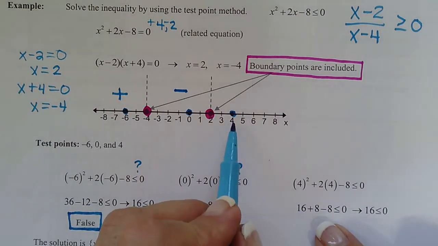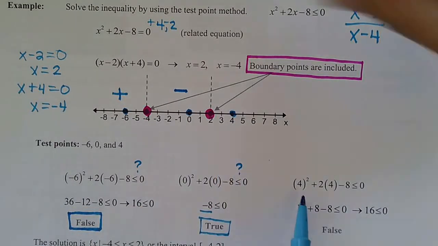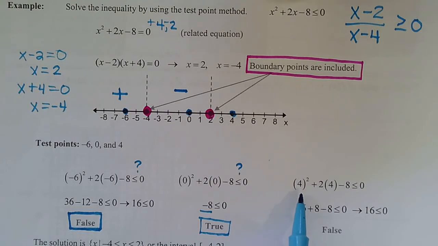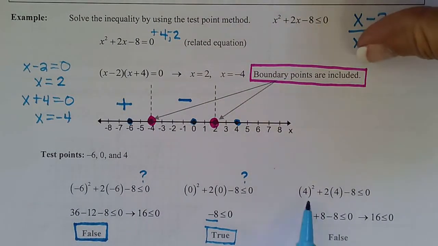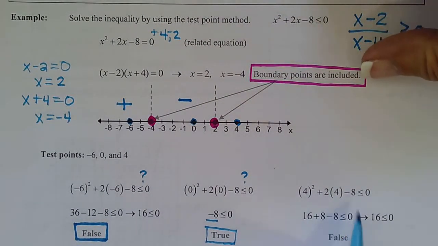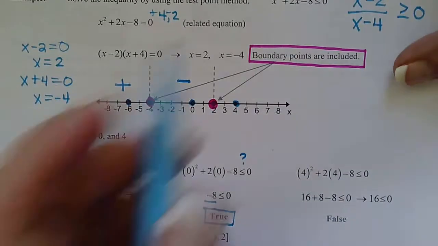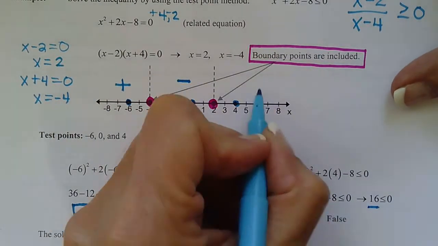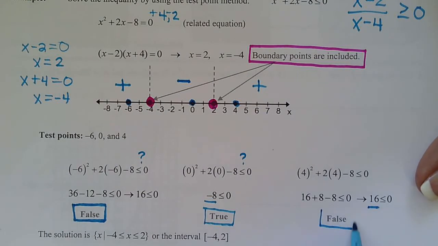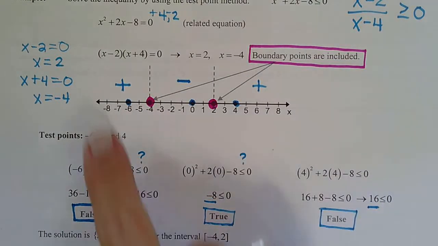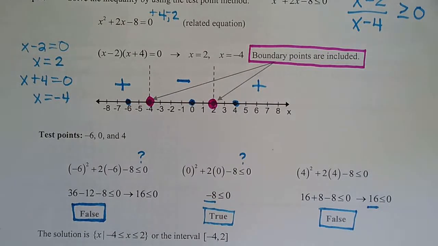Our next point is 4. So we put 4 in, 4 squared plus 2 times 4 minus 8. So 4 squared, I'm kind of off the paper. So 16 plus 8, 24 minus 8, 16. There's another positive answer. So I put a plus sign there, and that's false. 16 is not less than or equal to 0. So let me show you why I just did that.